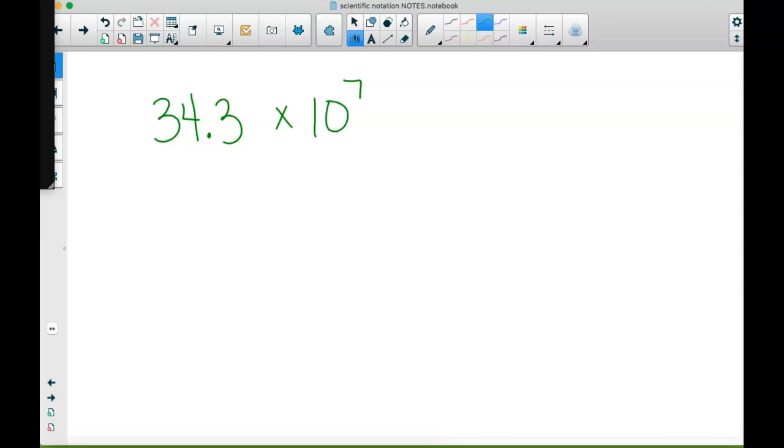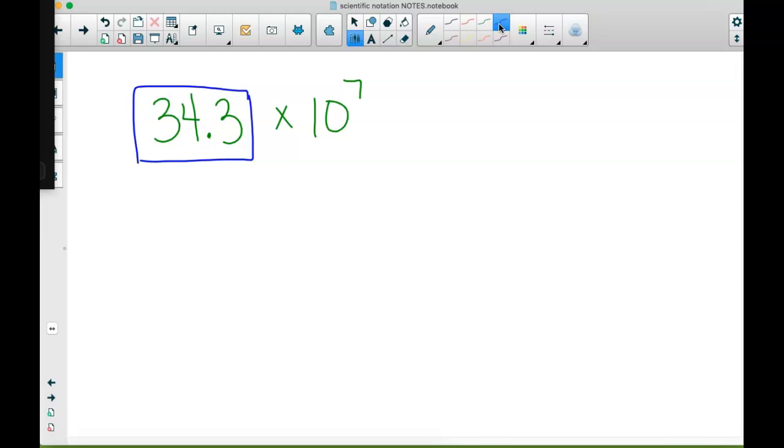And so all of you that have your thumbs down are correct. This is not scientific notation. Can somebody tell me what's wrong with this? Why is this not scientific notation? Anybody know? Go ahead, Brooke. Because the base isn't a number between 1 and 10. Right. Remember I said that this number right here has to be between 1 and 10, and it's not.